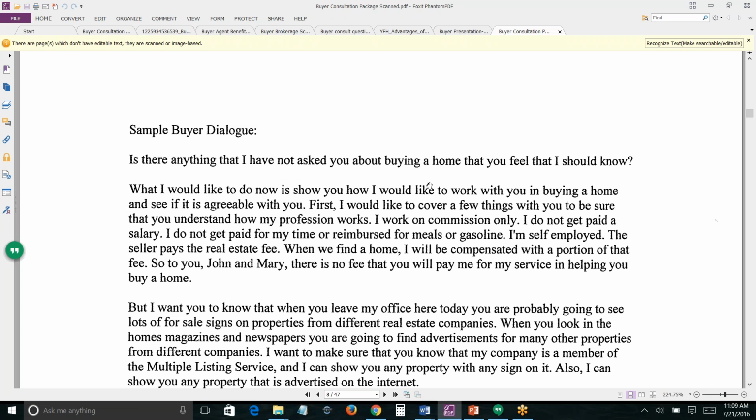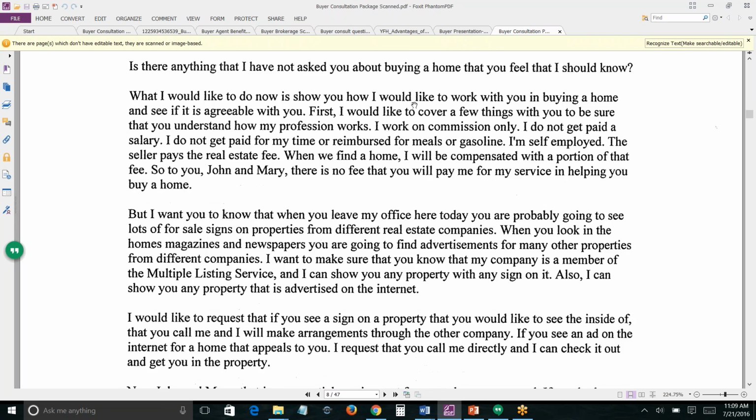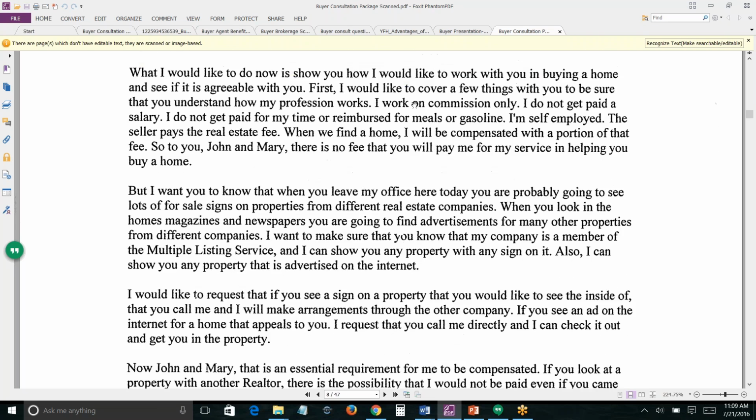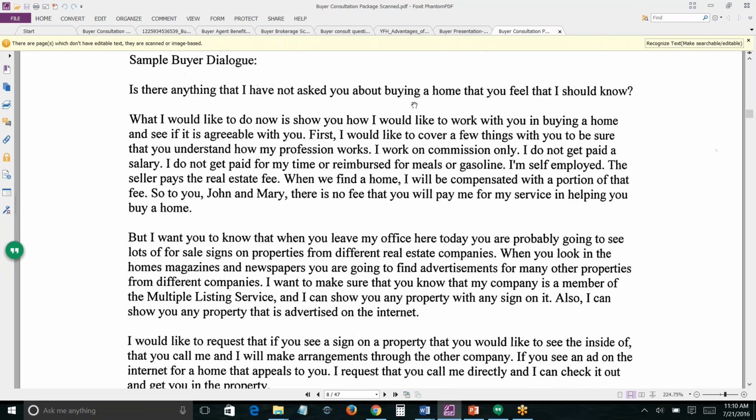So this is a sample buyer dialogue that I wrote up. And the general consensus of people that look at this is that it seems kind of long. But this is my close, and this is not something I would do at the beginning, but something I would do at the end of the consultation, after I've talked about needs and wants and the process and all that sort of stuff.